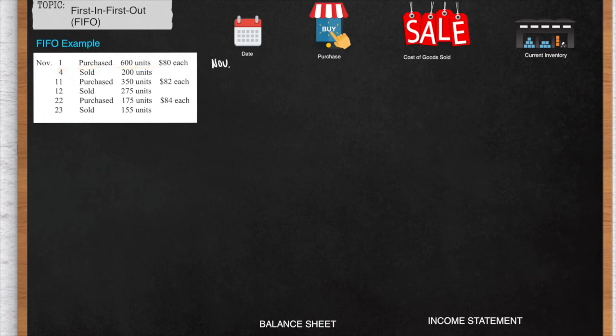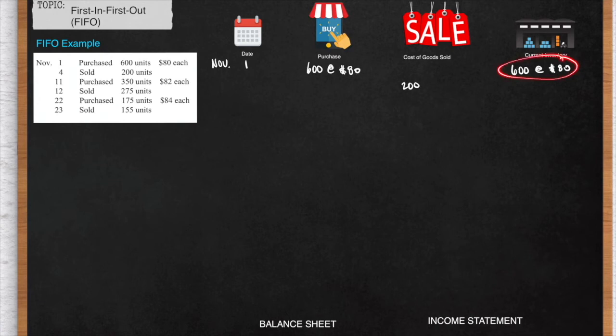So I do 4 columns. I like to set it up with 4 columns to keep track. I have a date column, a purchases column, a cost of goods sold column, and a current inventory column. On November 1st, we got 600 units at $80 each. And then I'm going to update that last column, 600 at $80 each. Always update the last column, okay?